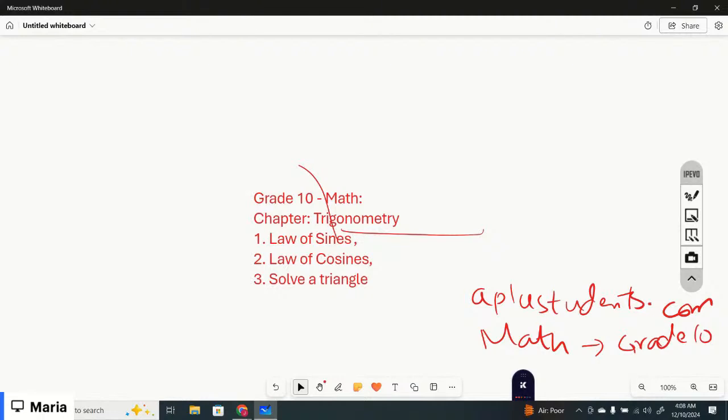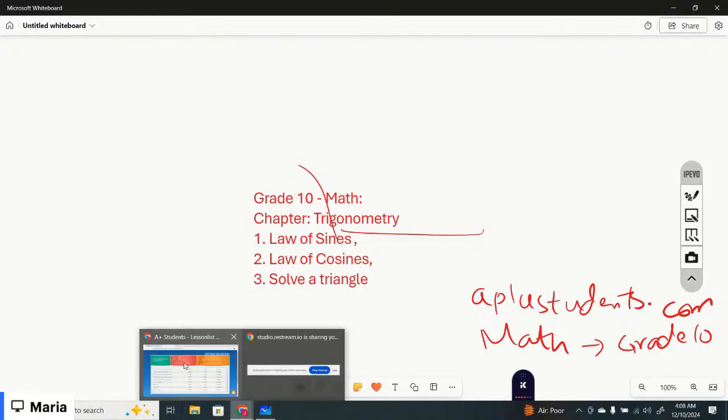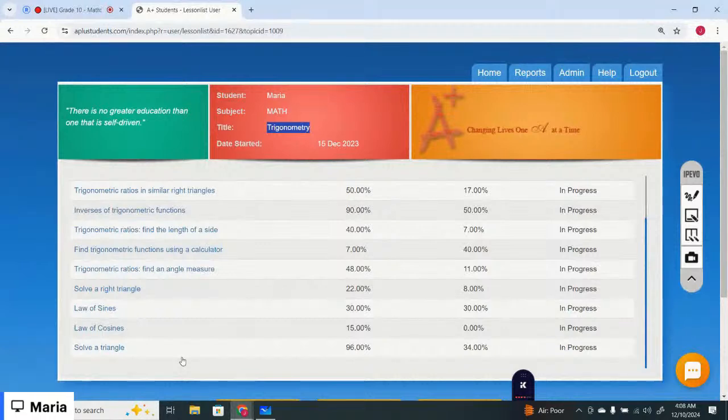There you can find a list of the chapters. We're going to start with the chapter trigonometry. The lessons we're going to cover today are law of sines, law of cosines, and solve a triangle. Please make sure you have your notebook and pencil so that you can note down the important examples and definitions as well. Here I am on grade 10 math.